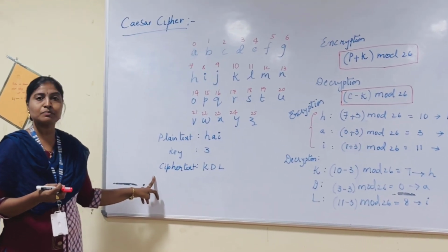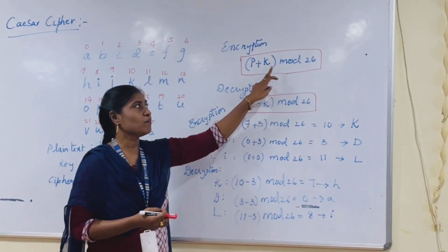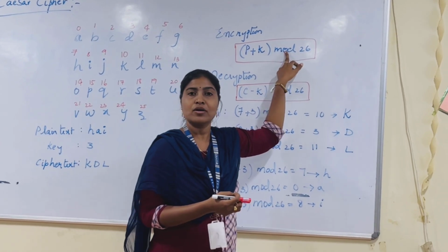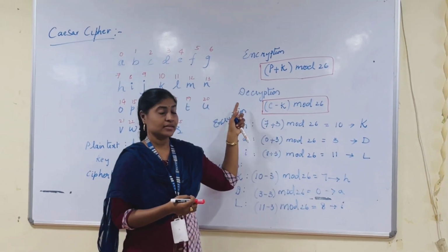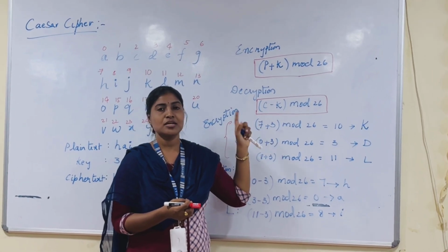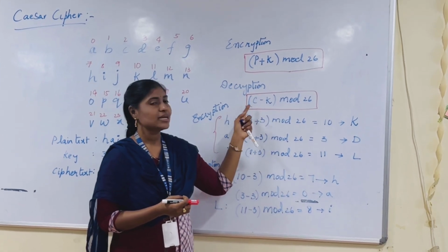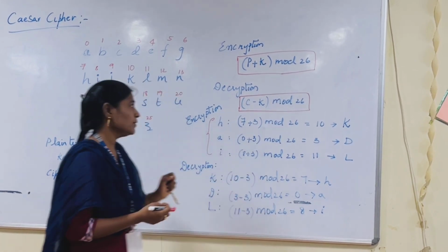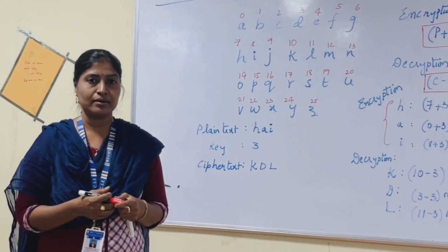We have a simple formula for encryption: plain text plus key mod 26. As we have 26 characters, we perform modular division with the number 26. On the receiver side, he has to perform the decryption operation in order to read the original message. The formula for decryption is ciphertext value minus key value mod 26. Both the encryption and decryption processes take the same key value.